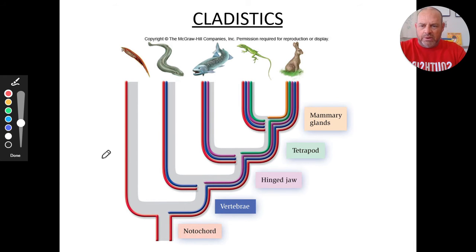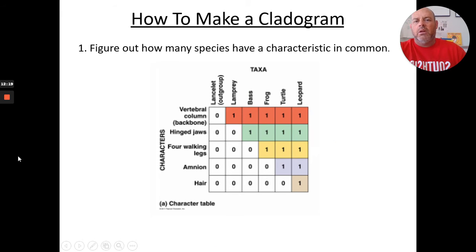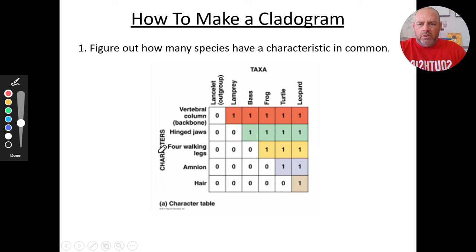I'm going to show you another way, though. So how to make one? The first thing you have to do is figure out how many species have a characteristic in common. So over here you have your characters, right? You have your hair, your amnion, which is like the sac in an egg. You have four walking legs, you have hinged jaws, and then you have the vertebral column. And then you have your taxa, or your organisms, across the top. So we have leopard, turtle, frog, bass, lamprey, and lancelet, okay?